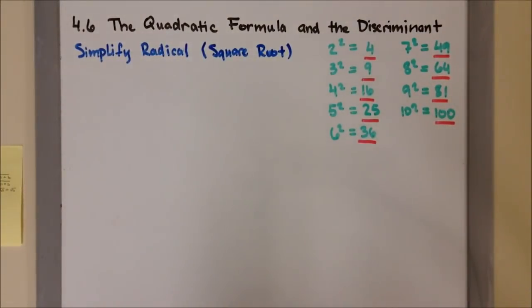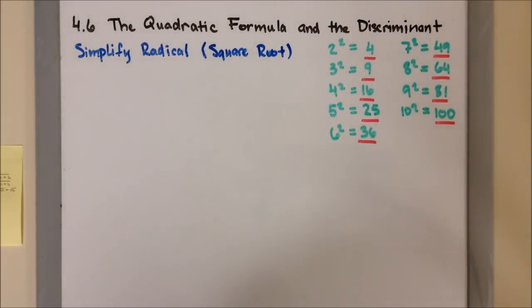Welcome to section 4.6, the quadratic formula and the discriminant. Now, before we do any kind of example, any work when dealing with the quadratic formula, there's some basics we need to cover first, which is simplifying radicals. The reason we're working on simplifying radicals is sometimes we may not have perfect square numbers.